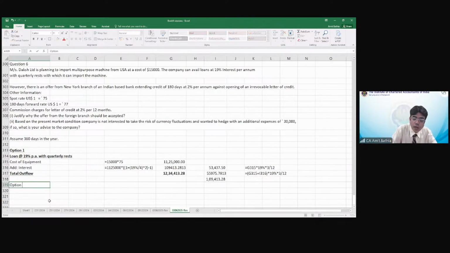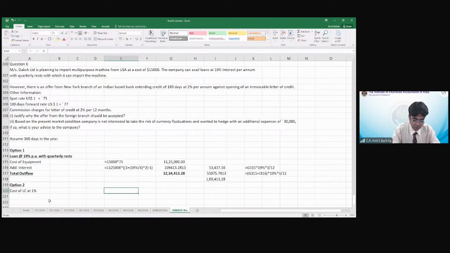Shall I start with option 2 now? What is my option 2? Taking the offer from the foreign branch of the Indian bank. Because I am, remember, purchasing this equipment from a USA, right? So I have another branch, the New York branch of the Indian bank, which is willing to offer me this particular option. So I have to pay cost of LC, right, at 1%. So how will I do that? What will be my calculation over here?